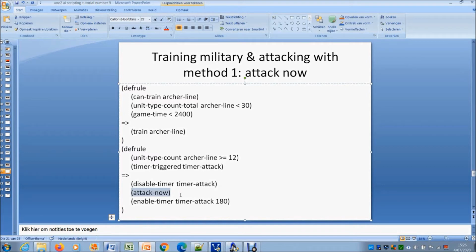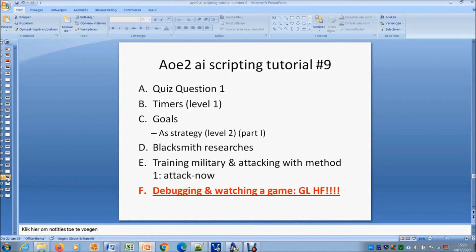Also, I nearly forgot to mention, constantly reiterating the attack now command, certainly with a lot of military units, will max out CPU usage because of all the targeting operations that go on behind the scenes. So we will program this and we will watch the game. Of course, probably some debugging will be necessary.